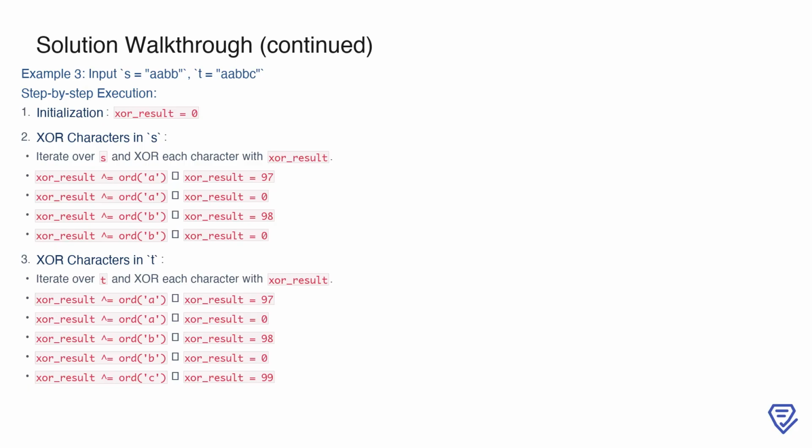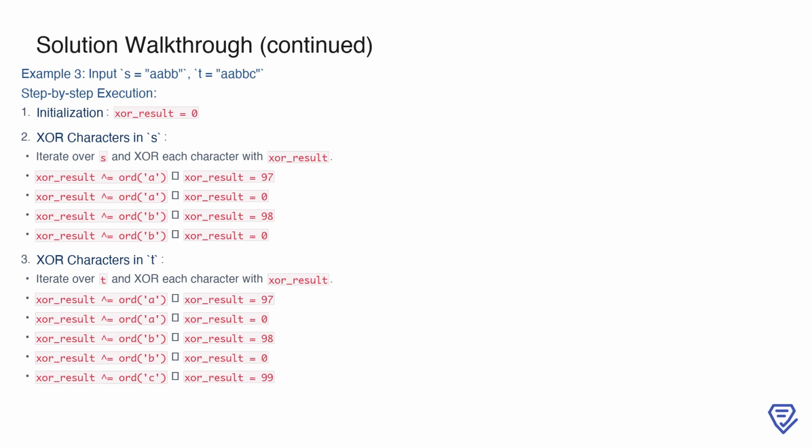Similarly, XORing B twice also reduces its contribution to 0. By the end of this step, XOR_result is 0 because all characters in S have been paired and cancelled out. Next, we process the string T.